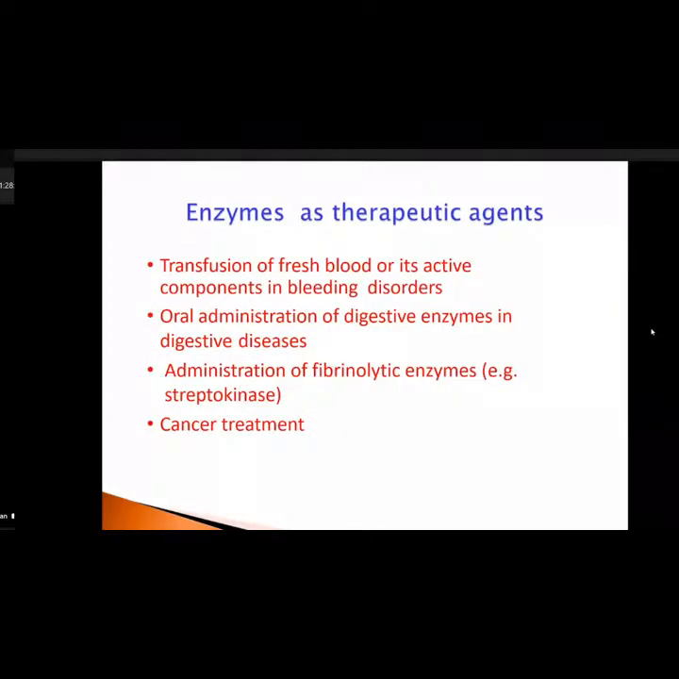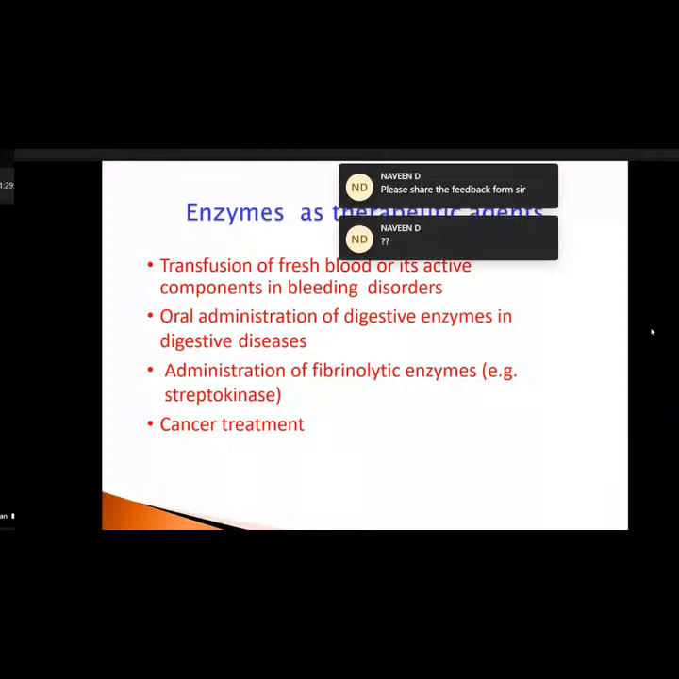Enzymes are used as therapeutic agents, that is for treatment, for example in the transfusion of fresh blood. Digestive enzymes can be used for digestive disorders, and we can also use streptokinase to release a clot in the brain. Streptokinase is one of the costliest enzymes used to remove blood clots in the brain.